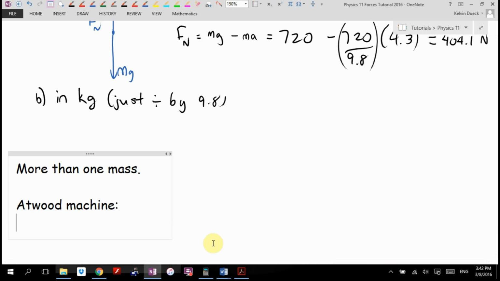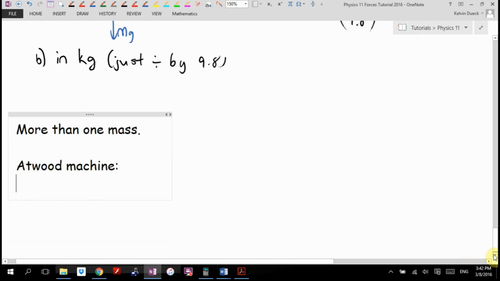I'm going to ask, is there anybody who would like me to do an Atwood machine? I can. But if all of you are good with it, I don't mind passing because it's already getting a bit late. Want me to do an Atwood machine? Okay. I have no problem doing one.